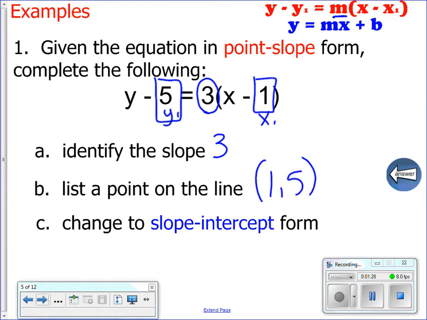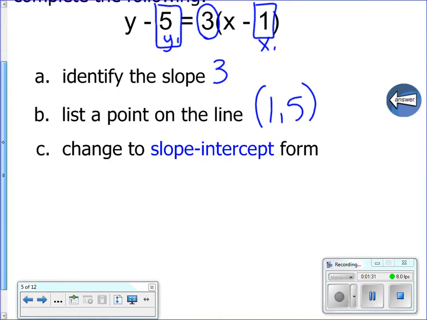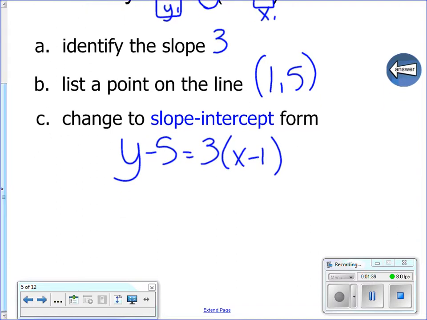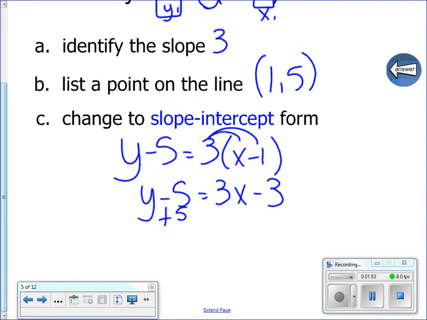And to change this to slope-intercept form, y minus 5 equals 3 times x minus 1. We're going to distribute that 3. So y minus 5 equals 3 times x is 3x, and 3 times negative 1 is negative 3. Next thing I'll do is add 5 to both sides. And that gets me y equals 3x plus 2.